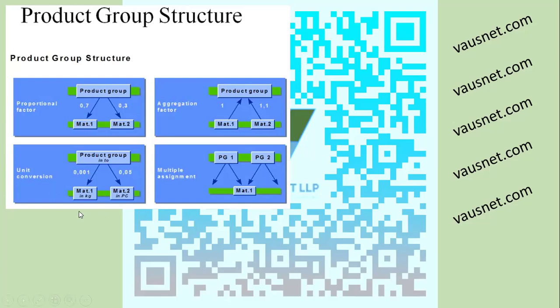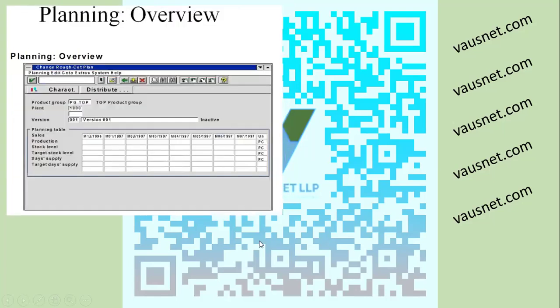Unit conversion, this is very easy, in kgs, in pieces. This is unit conversion. Multiple assignments can also happen, where a material, for example, the bulb in a motorcycle, is common for 1 to 5 and CD70. It can be used for two product groups.